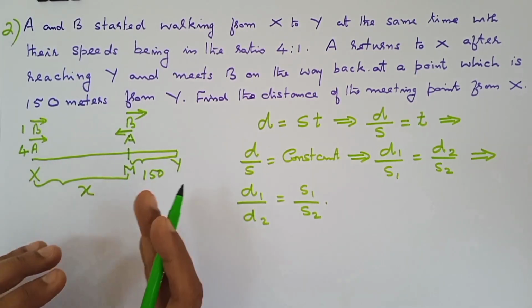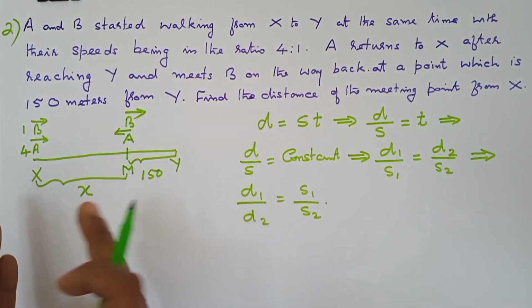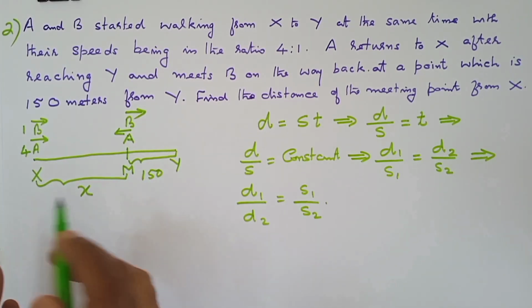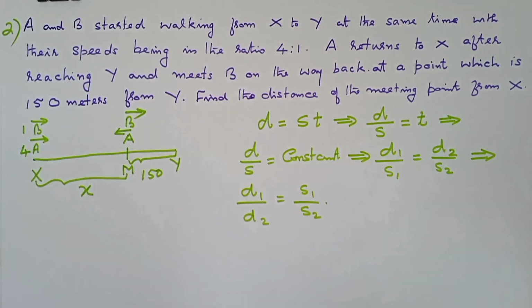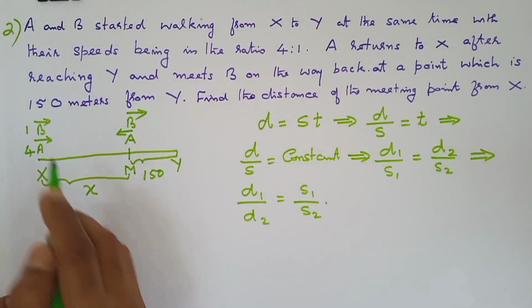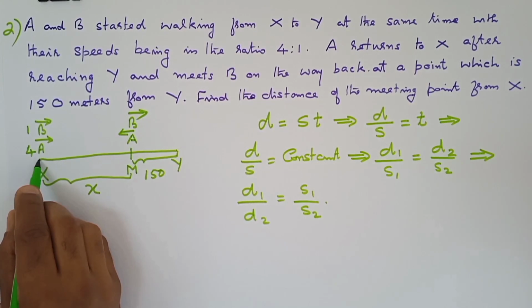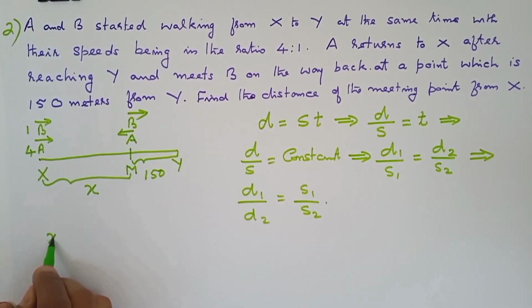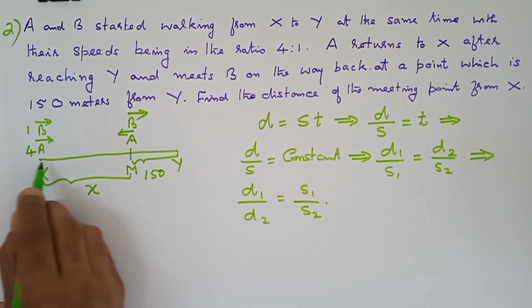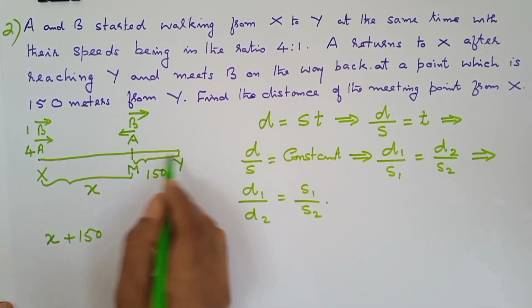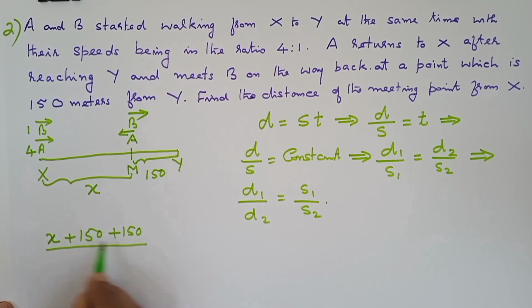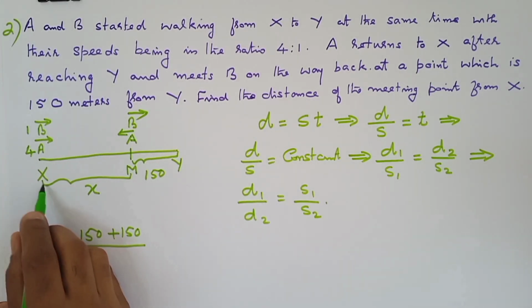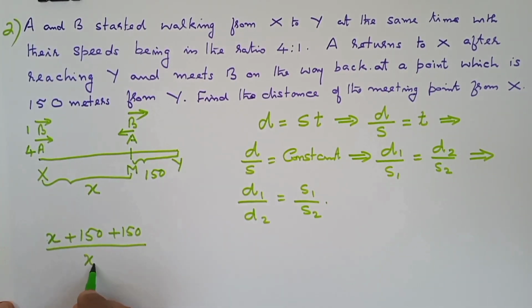This is what I meant by time being the same, because whatever distances are covered by these two moving bodies before they meet at this point, the time is the same, or rather time is constant. Now let's work out the distances. A moving from here to here means x plus 150, from here to here, then back another 150. This is the distance covered by A, during which B has covered just x.